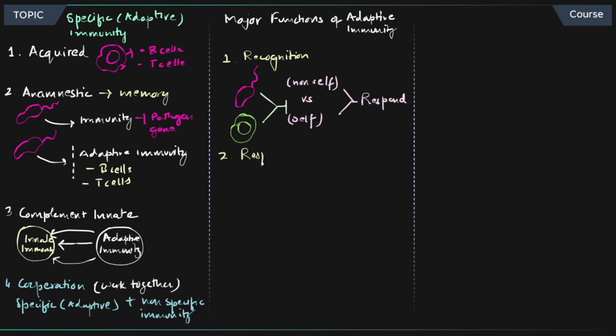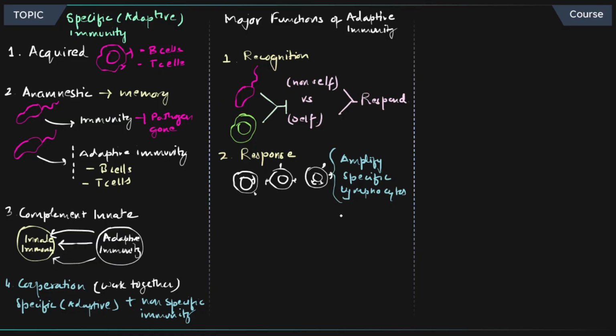The second one is the response. You have target pathogens, and immediately those T lymphocytes and B lymphocytes are going to proliferate and amplify. Let me write it down. Amplify specific lymphocytes. All those lymphocytes immediately amplify and then work against the pathogenic molecules. They target that particular pathogen which is present inside the body. So that is the response.